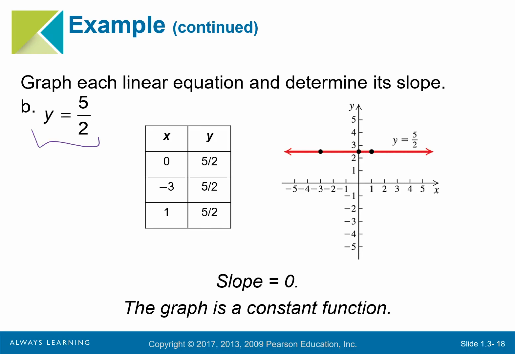Alternatively, when I look at y equals 5/2, that means my y values are all the same, and my x values can be anything. And it's going to be a horizontal line like we have here. Notice our slope is always 0, and this is considered a constant function.